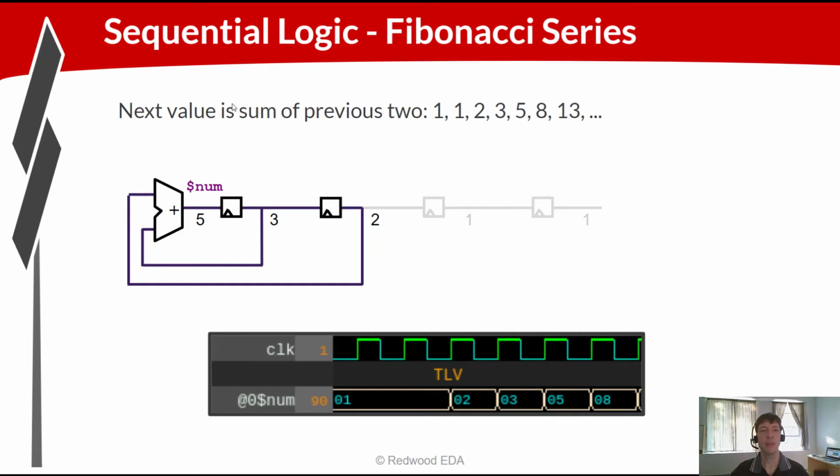All right, for the next example, we're going to do a simple sequential logic circuit. We're going to implement a circuit that's computing the Fibonacci series. So you're probably familiar with the Fibonacci series. This is where every number in the series is the sum of the previous two numbers in the series. We start off with two ones. So 1 plus 1 is 2, 1 plus 2 is 3, 2 plus 3 is 5, etc.